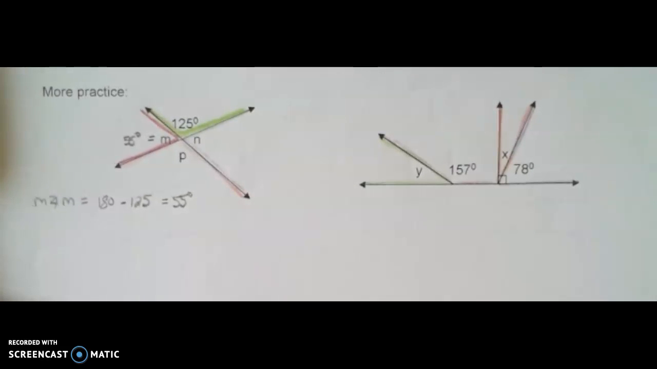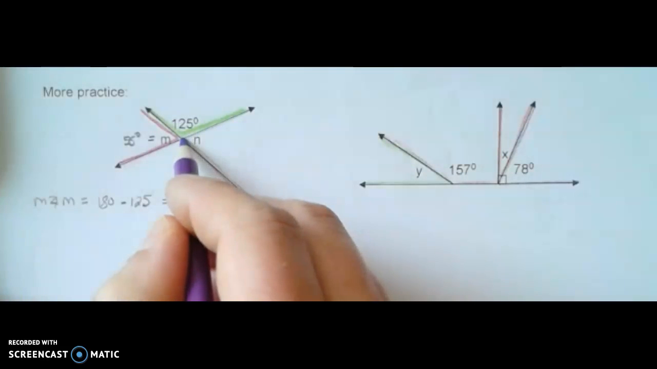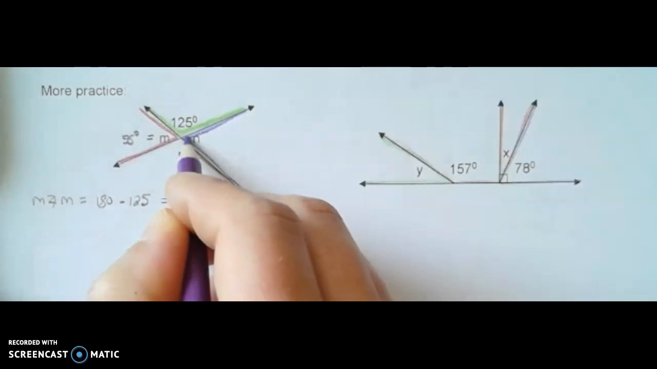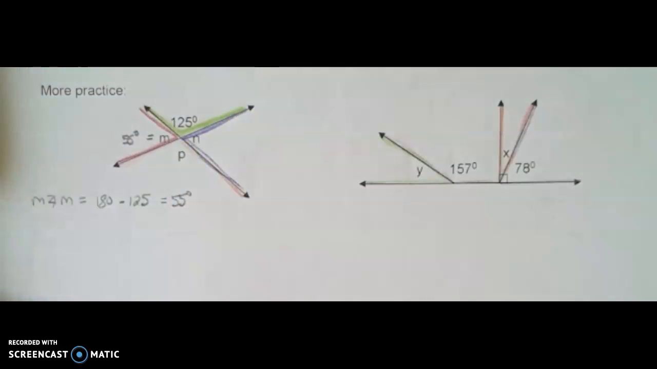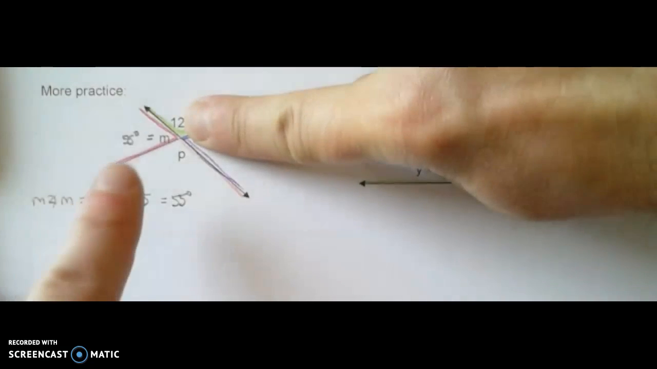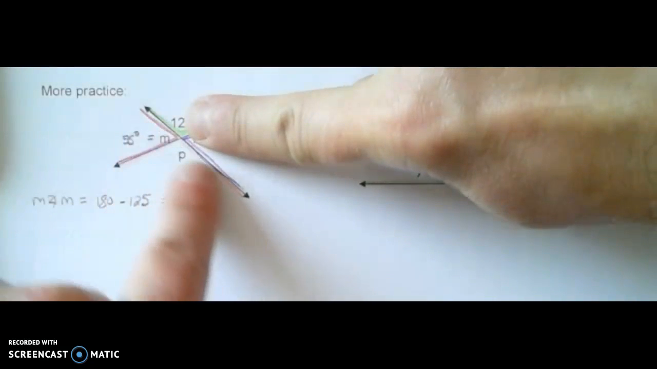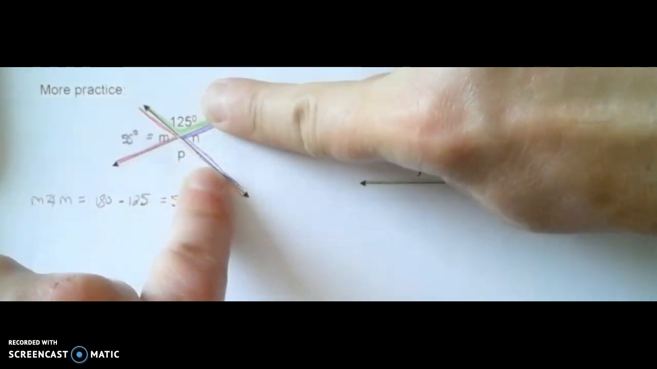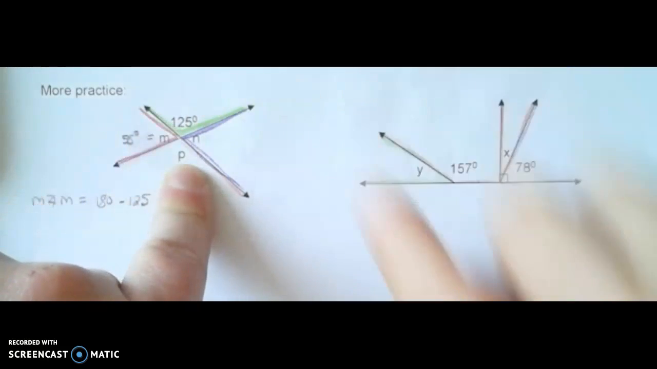Let's take a look now at angle N. I'm going to trace that in purple this time. Let's trace angle N in purple. And again, I'm going to use the 125-degree angle. This time I'm looking for green and purple. If I cover up this ray here, green and purple now I see along this straight angle. So these two angles, angle N and 125 degrees, are also supplementary.